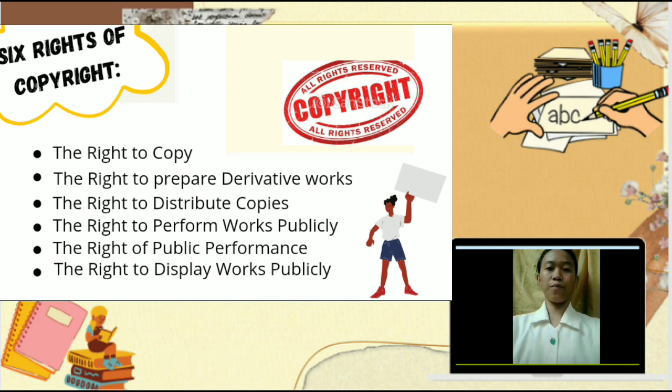So the right of public performance of sound recording by means of digital audio transmission. Digital audio transmission means a transmission of a sound recording in whole or in part in a digital or other non-analog form. Then the last one is the right to display works publicly.